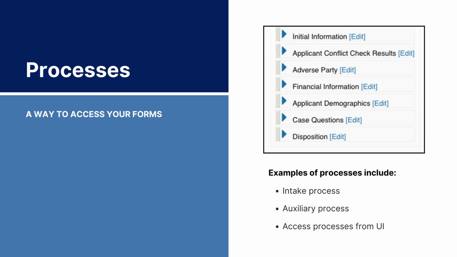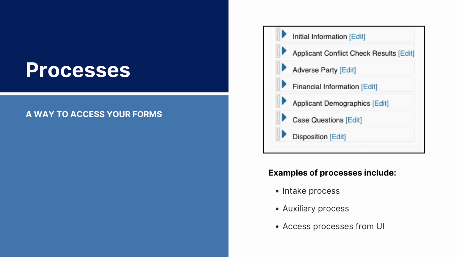A process can have more than one form on it. I briefly referenced that when we took a look at our intake process. Our intake process on my demo site, and by default, has 7 different forms on it. You can control what forms exist on a process. You can change the order of them. You can remove forms. You can add new forms.